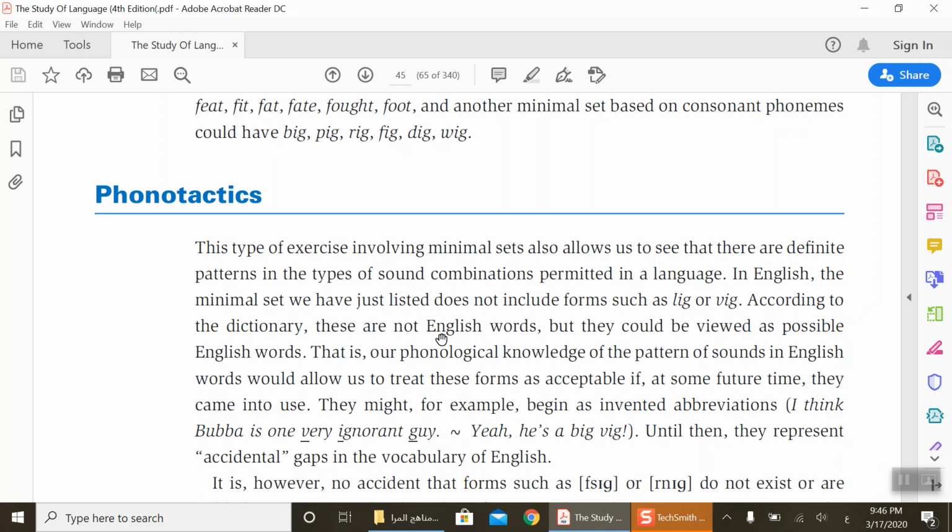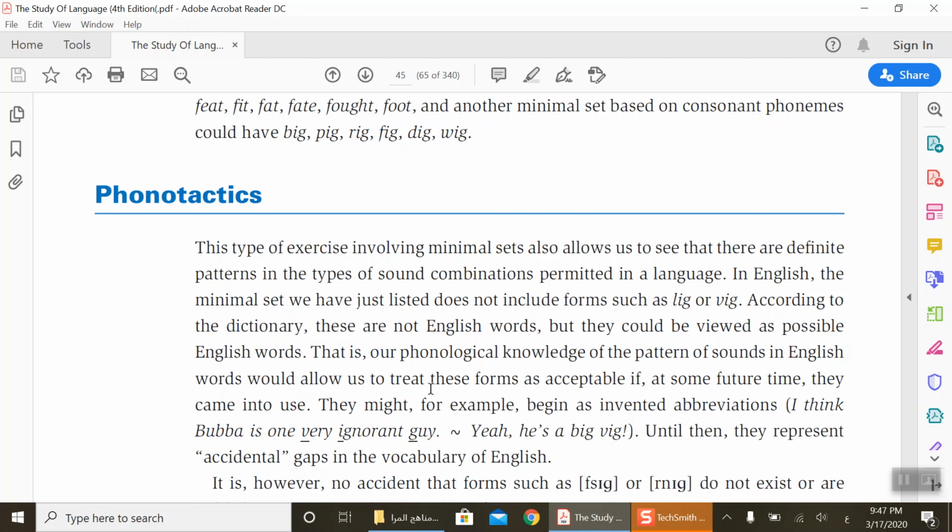According to the dictionary, these are not English words. I mean, when you go to a dictionary, you will not find these words, but they can be viewed as possible English words. They are not in the dictionary, they are not English words. Yes, so when we say they are viewed as possible English words, it is our phonological knowledge of the pattern of sounds in English words that allows us to treat these forms as acceptable.